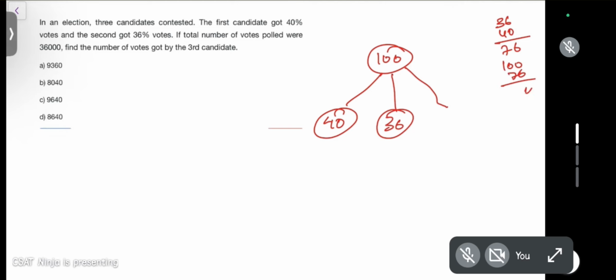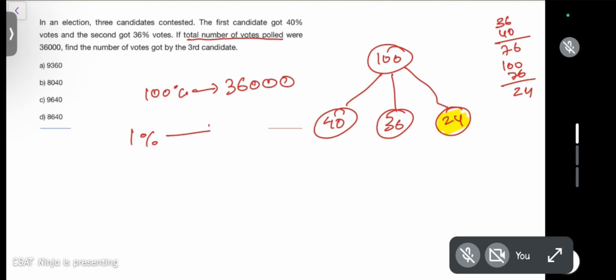We are asked to find this 24%. But what is given? The total number of votes polled. That means 100% is given as 36,123. And we are asked to find 24%. 1% is how much? 36,123 divided by 100. And 24% is, I just need to multiply it by 24.